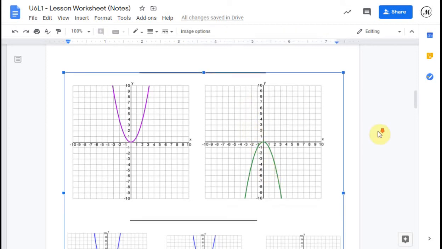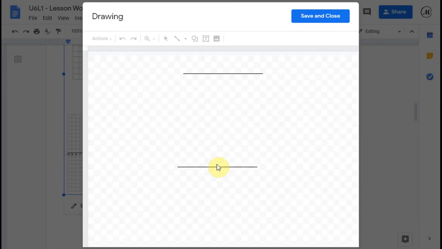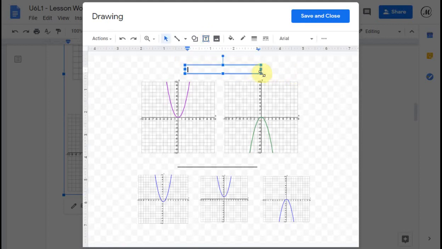We're going to edit this image here so we can put some text on here to identify these. So you click on the image and then click Edit, and that will take us to the drawing tool. So I'm going to put a text box in here, and I'm going to put it right on this line, which is a heading. This is called the direction of opening.